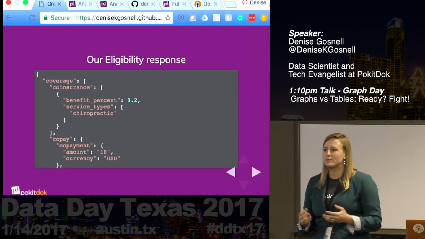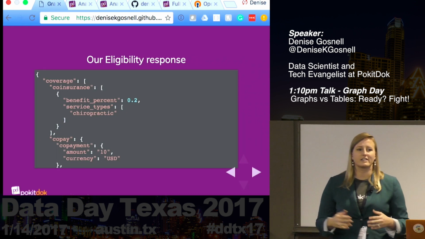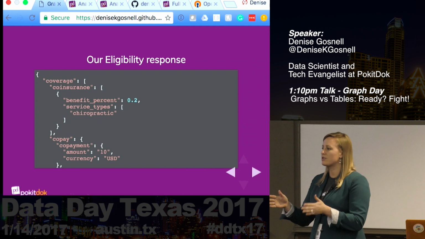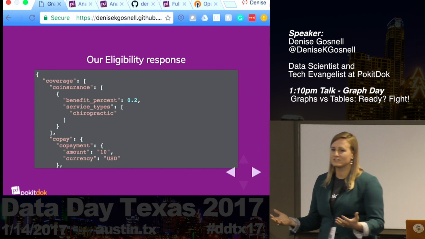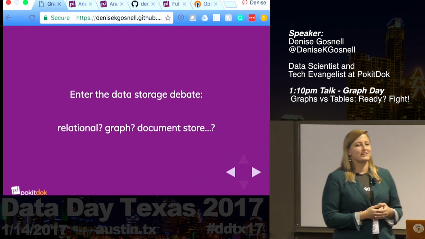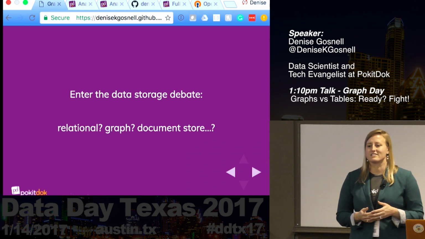So for eligibility, for filing a claim, for billing, scheduling, any type of touch point when you go to the doctor, we have an API for it. Okay, business pitch over.